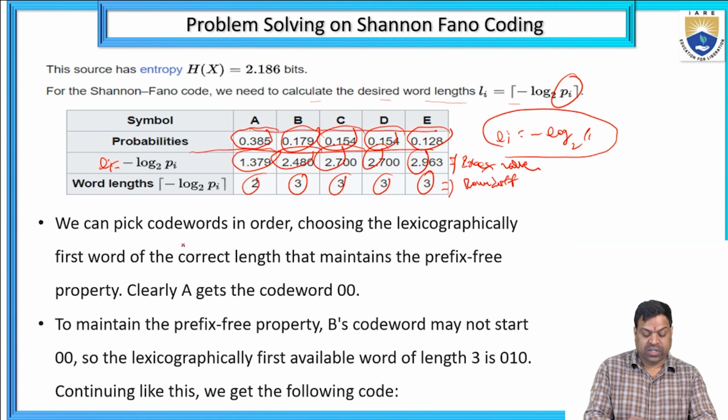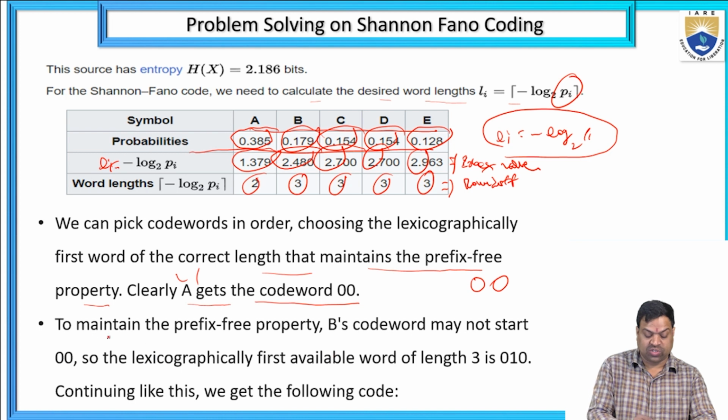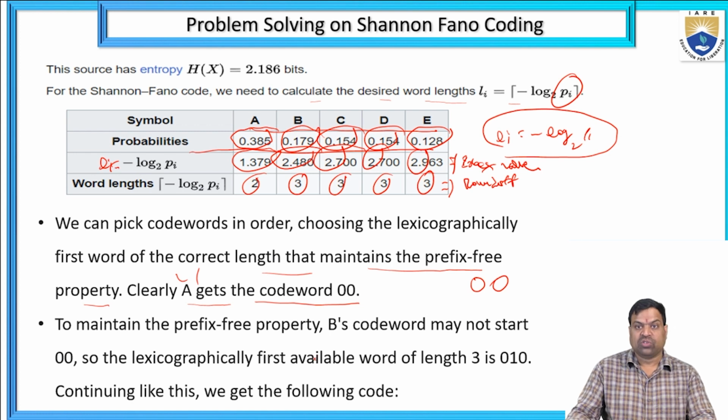But we can pick code words by choosing the lexicographically first word of the correct length that maintains the prefix-free property. A gets the code word 00. First I am taking the code word 00. To maintain the prefix-free property, B's code word may not start with 00. So the lexicographically first available word of length 3 is 010. Continuing like this, we get the following code.